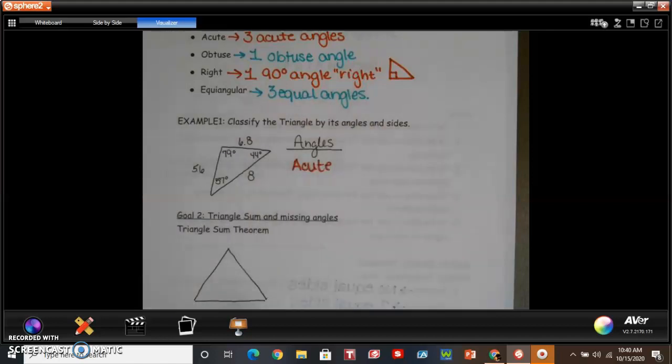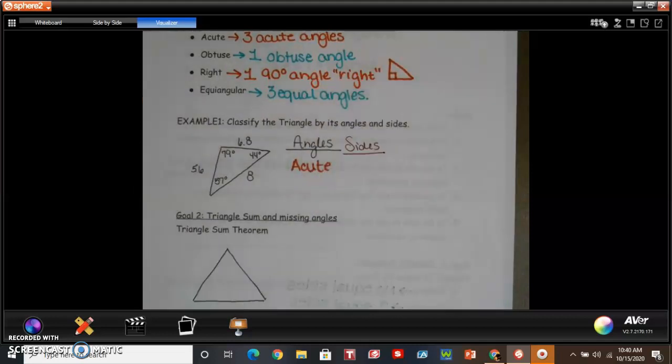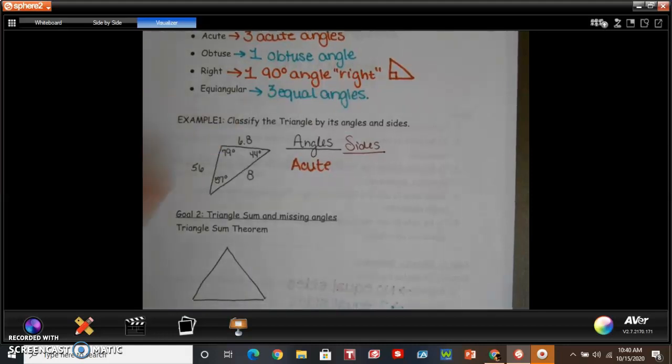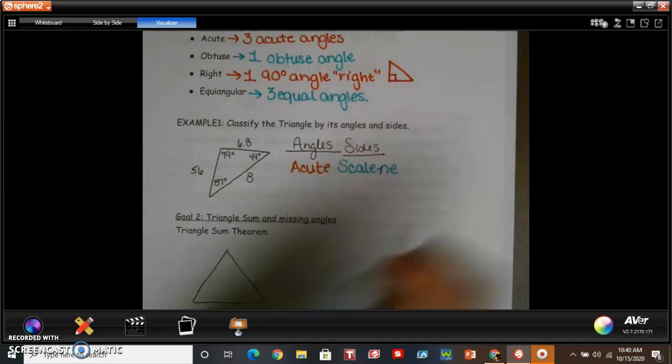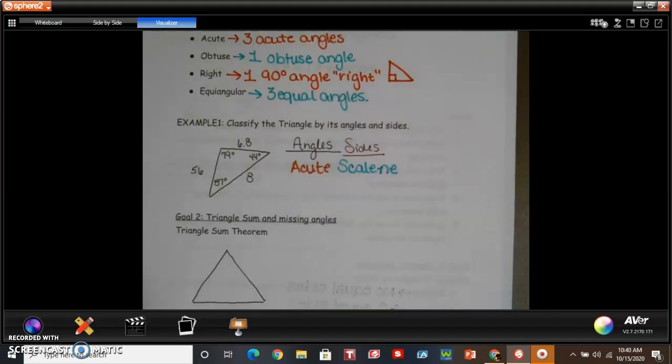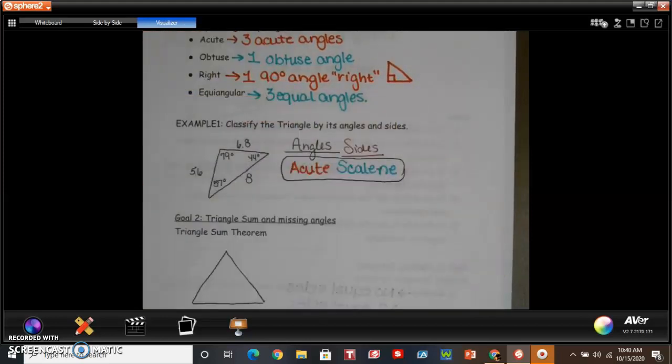All right, now let's talk about our sides. Remember, sides is all about however many are equal. So we have a side that is 5.6, one that is 6.8, and one that is 8. Are any of those equal? No, none of them are equal. Remember, if none of them are equal, then it is considered scalene. So if I asked you to classify this triangle, your final answer would be that it is an acute scalene triangle. So make sure you have your vocab out and handy whenever you're doing your homework so that you can easily see which of the classifications match up with which.